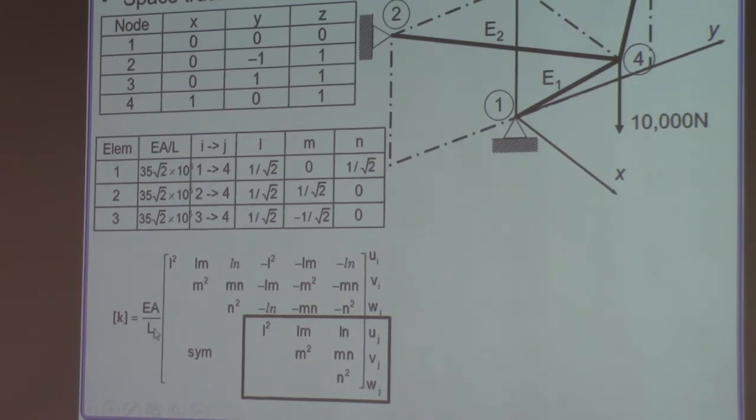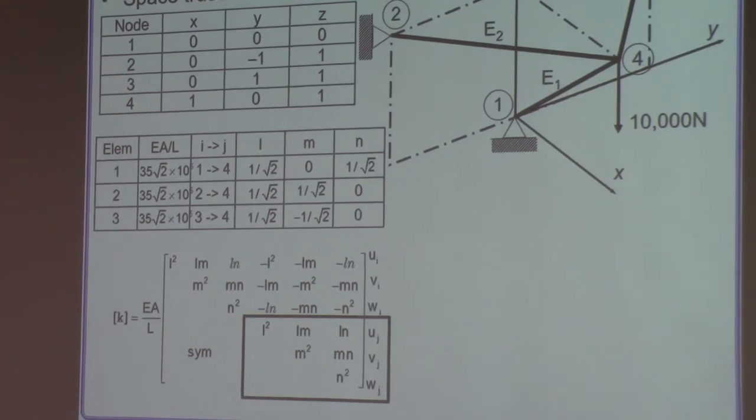K equals AE over L, the stiffness. Look at the inside. L square, LM. Now we have additional term, L times N, LN. M square, MN, then N square. Then the whole quadrant, it becomes negative here, this quadrant. And then the symmetric matrix. And then here again, you repeat this L square, LM, LN. Okay. So this is the 6 by 6 element stiffness matrix. What are the row and column addresses? Row addresses are UI, VI, WI for the first node, UJ, VJ, and WJ for the second node. So these are the element stiffness matrix. So that's all you need to know.